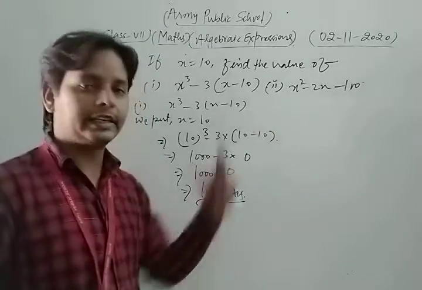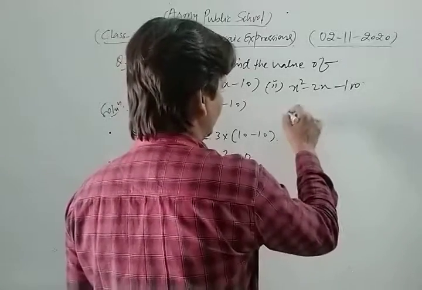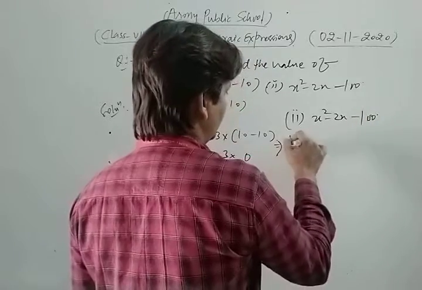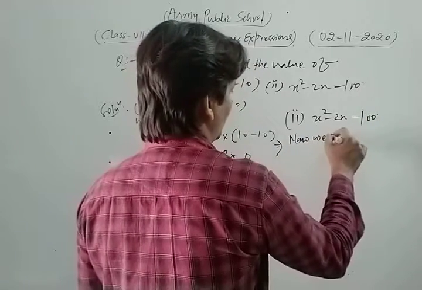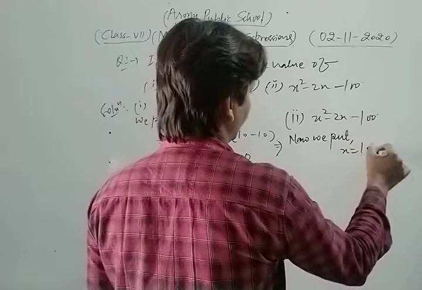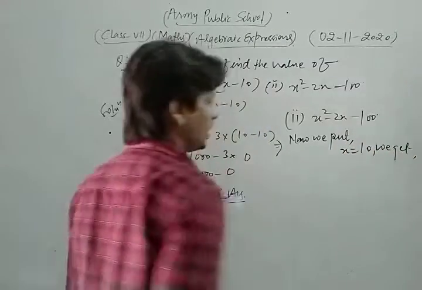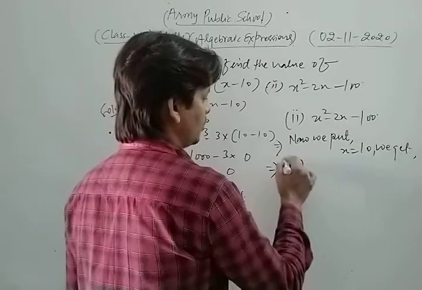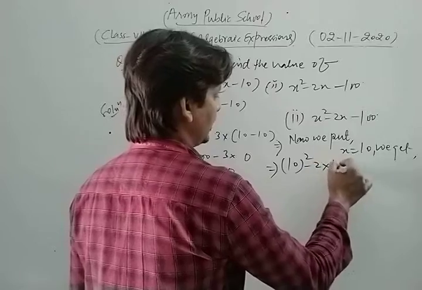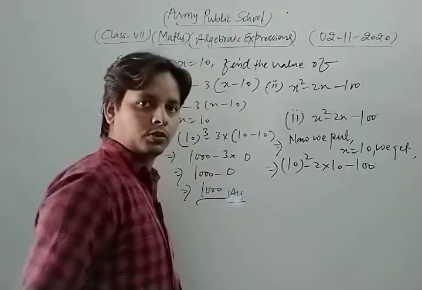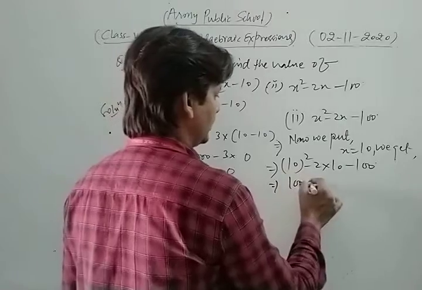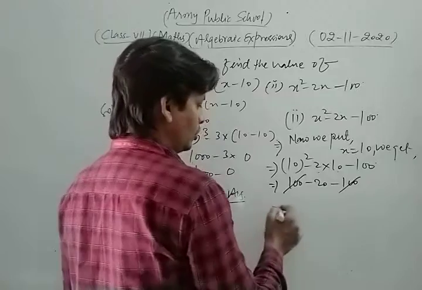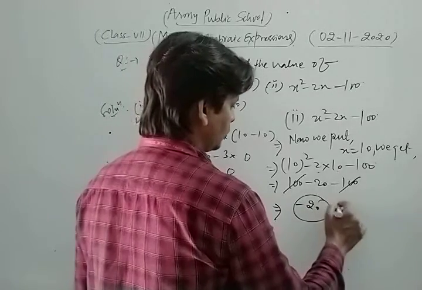Same as we take the second part of this question, which is x square minus 2x minus 100. Now we put x is equal to 10. Then we get x square means 10 square, minus 2 into 10, minus 100. This is 100 minus 20 minus 100. Now plus 100 and minus 100 cancel each other. So we get minus 20. This is our required solution.